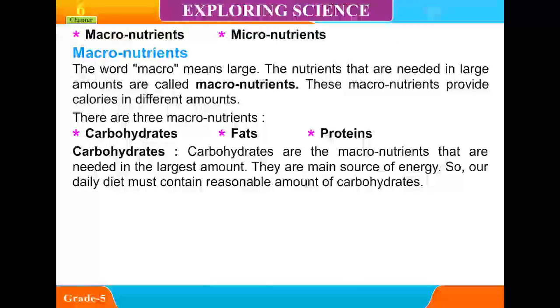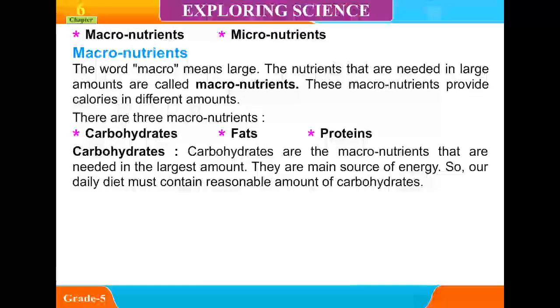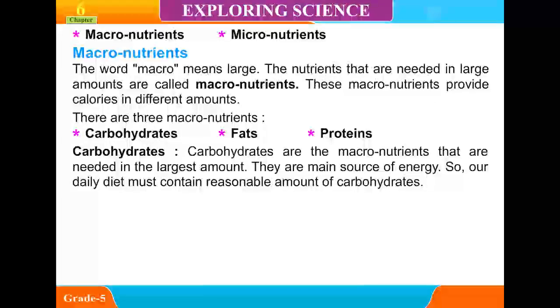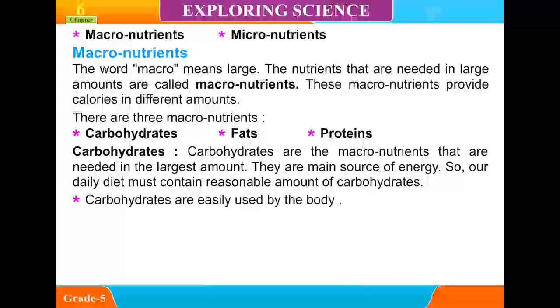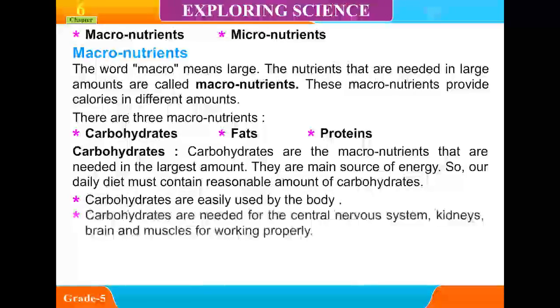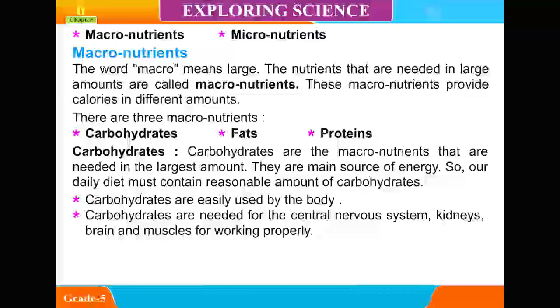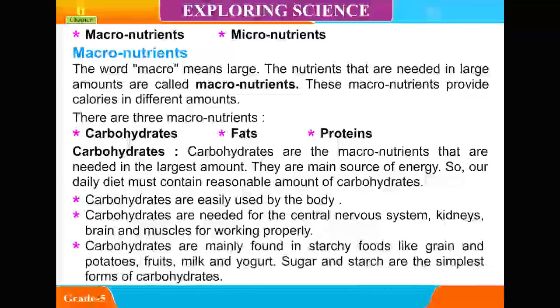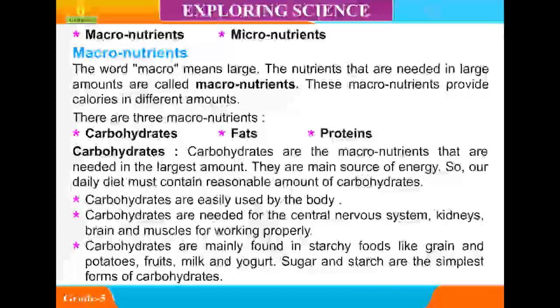Carbohydrates. Carbohydrates are the macronutrients that are needed in the largest amount. They are the main source of energy, so our daily diet must contain a reasonable amount of carbohydrates. Carbohydrates are easily used by the body. They are needed for the central nervous system, kidneys, brain, and muscles to work properly. Carbohydrates are mainly found in starchy foods like grain and potatoes, fruits, milk and yogurt.